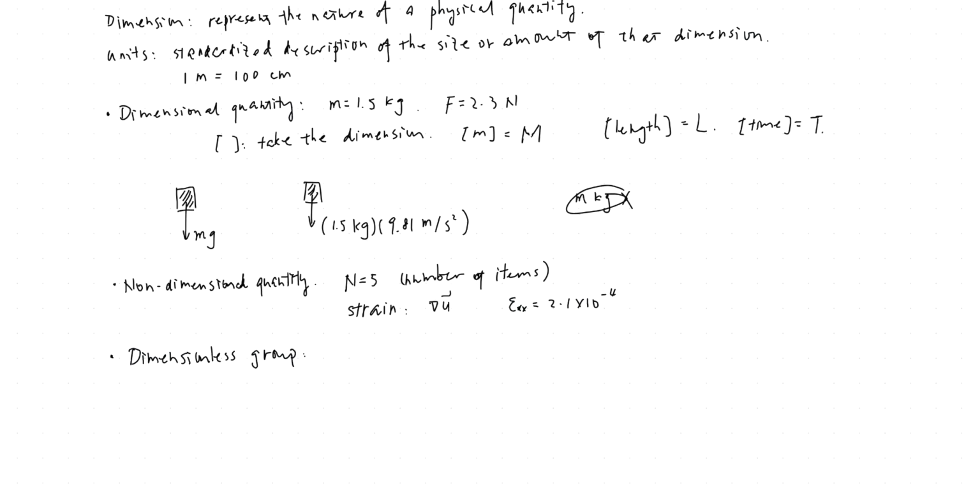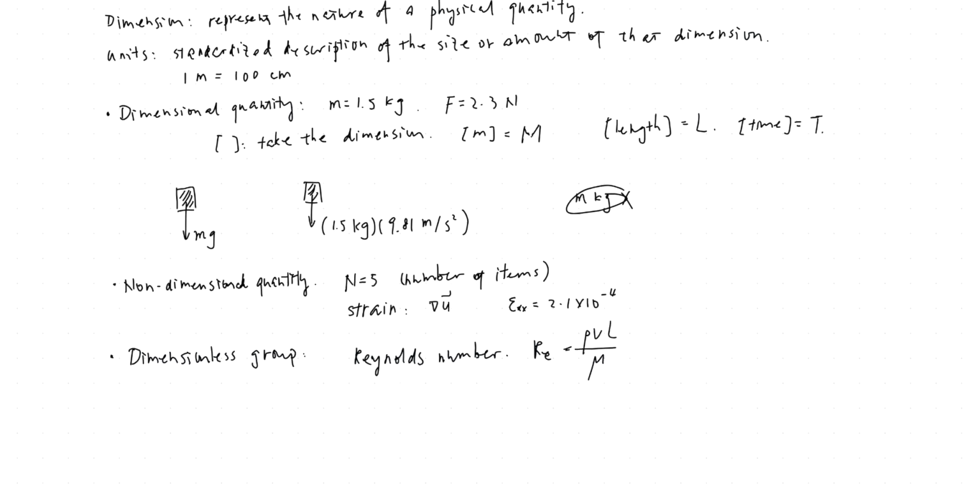For example, in fluid mechanics, we know the Reynolds number, abbreviated as Re. It is rho V L divided by mu. Rho is the density of the fluid, V is the velocity, L is the characteristic length of the problem. Mu is the dynamic viscosity of the fluid. And you can check that the combination of these physical quantities gives you a non-dimensional quantity. So all the dimensions cancel.